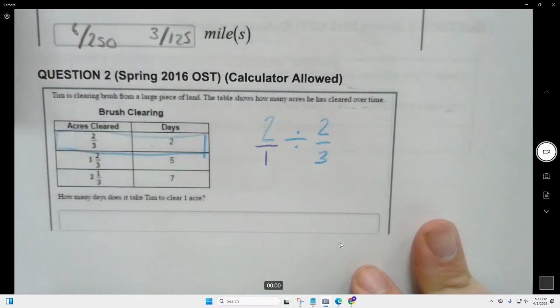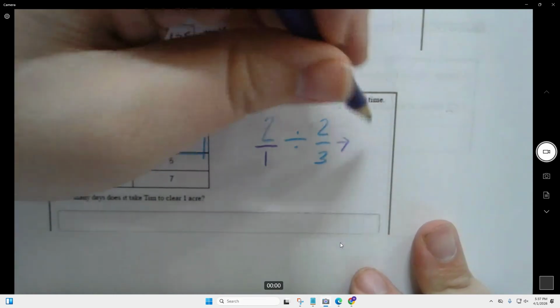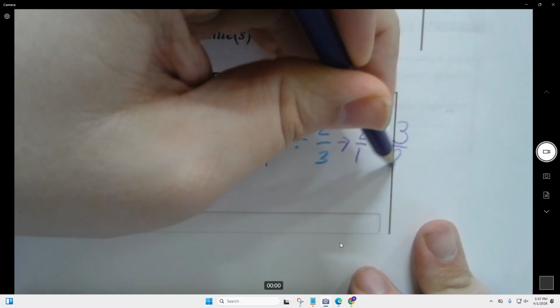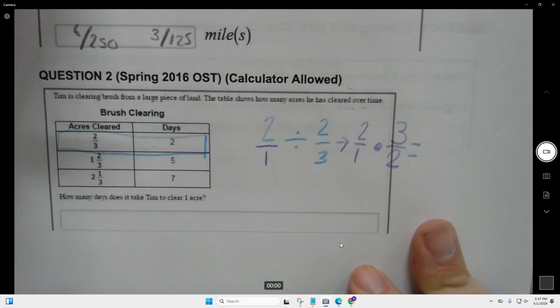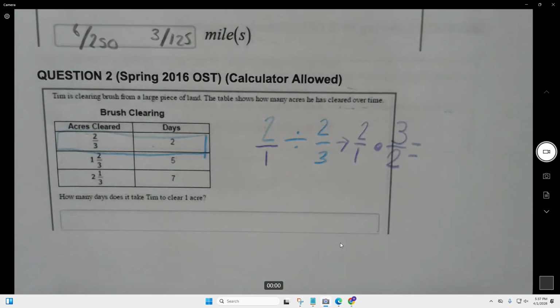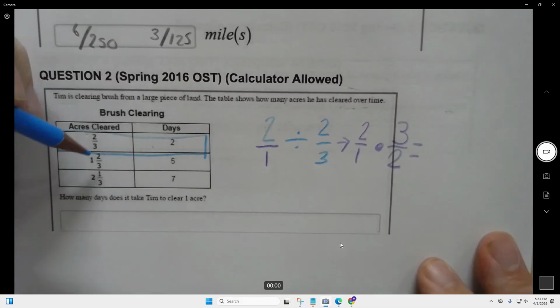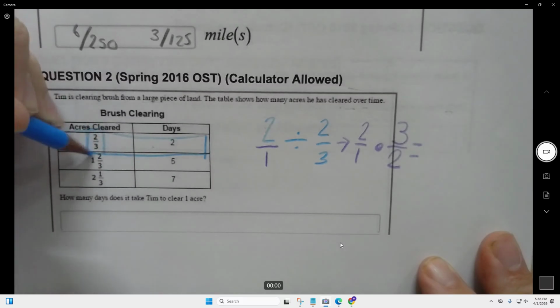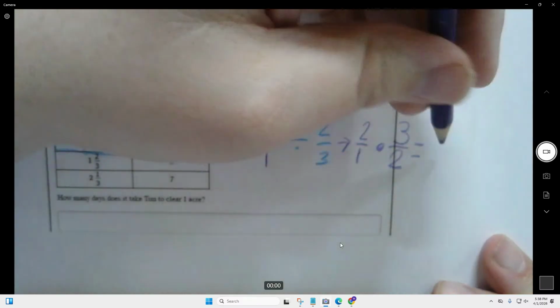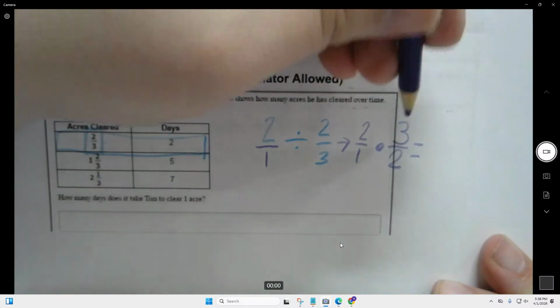So let's put our whole number over 1 and do keep, change, flip. Keep, change, flip. So I'm sorry. Excuse me, it's been a long day. I made a mistake. Let me go fix this. We're trying to figure out how long it takes to... No, you could do it this way. Let's do it this way. I'll talk about what I'm thinking about in a second.